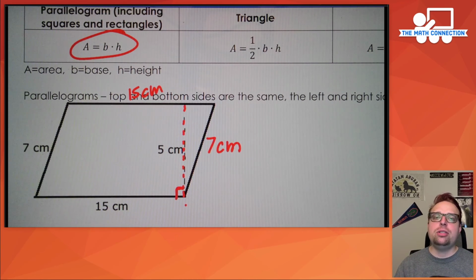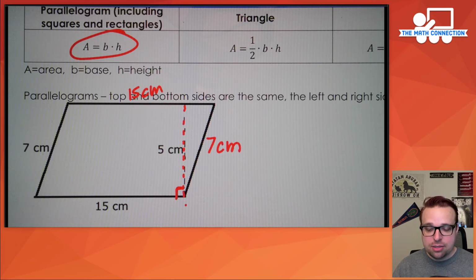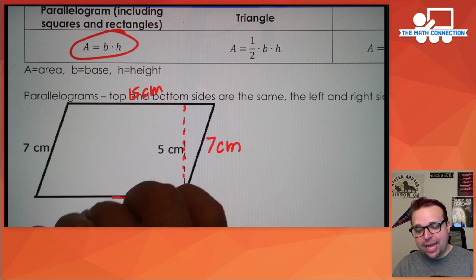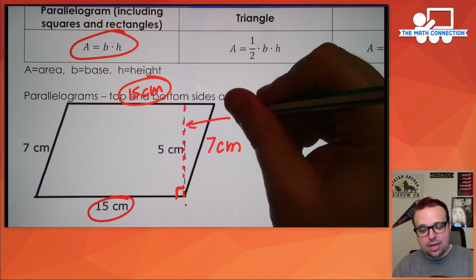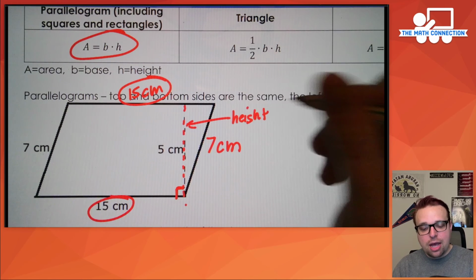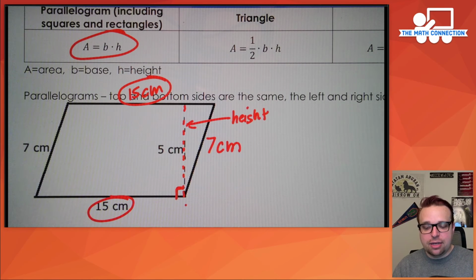Don't worry so much if you have not learned before what a 90-degree angle is or what perpendicular means. It's fine. That's not what you're being tested on. You're being tested on knowing what these different pieces are, meaning the height and the bases. So we have a base here, a base here. The height is in between them. This is the height.